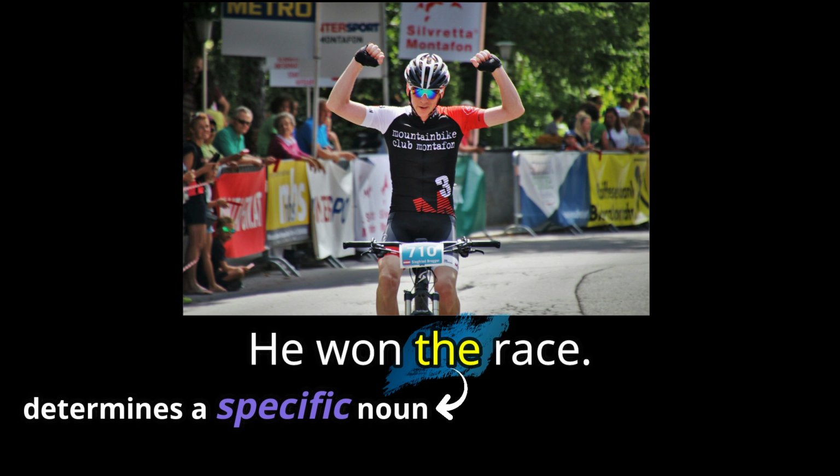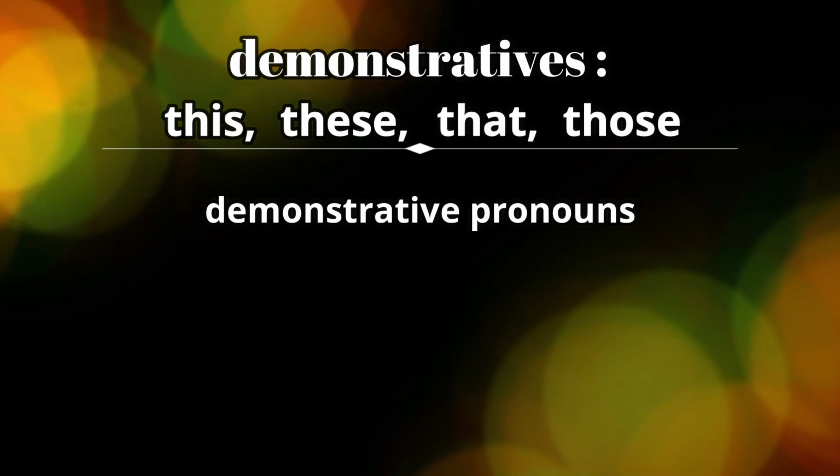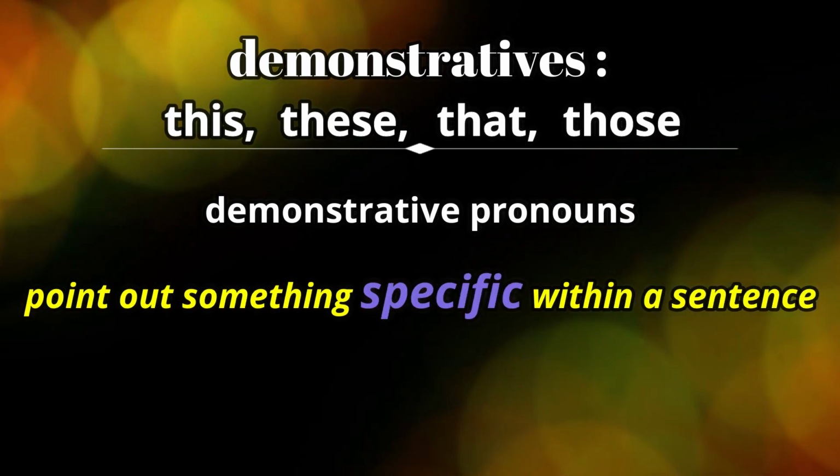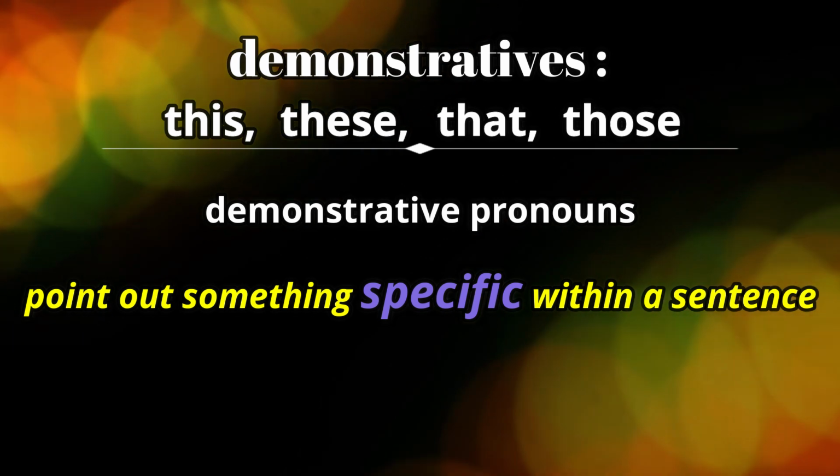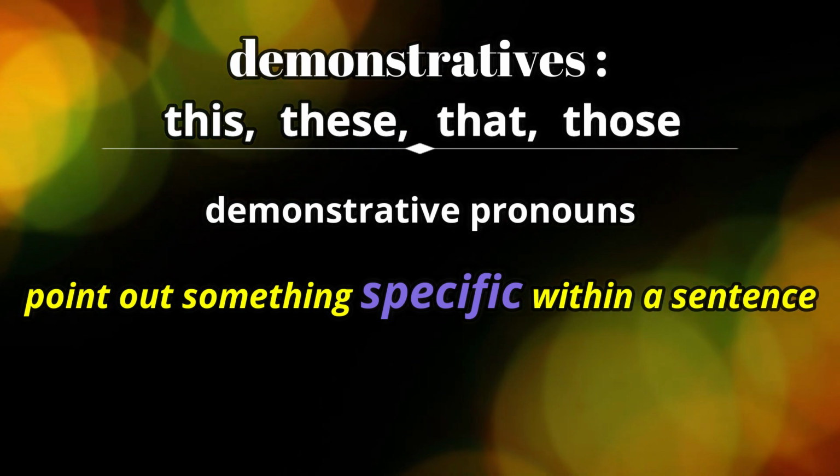Okay, I'm going to do a whole video just on articles because I know they're confusing to many learners out there. So now let's take a look at demonstratives. Demonstratives are words such as this, these, that, and those, and they function as demonstrative pronouns. They are used to point out something specific within a sentence, and they focus attention on the nouns.